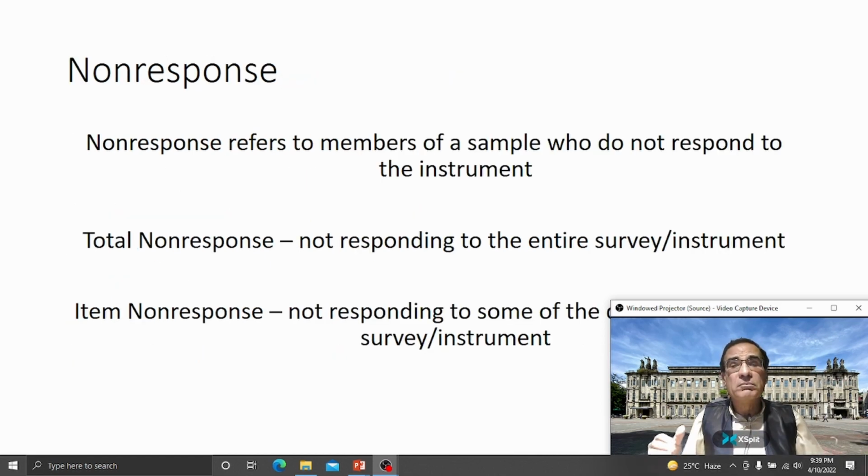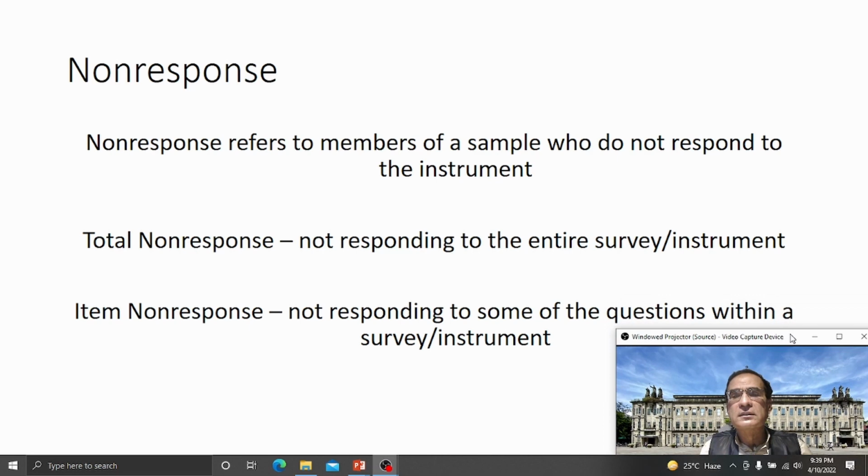Sometimes, mostly, they do not give a response. In this case, non-response refers to members of the sample who do not respond to the instrument. For example, you send the survey to 4,000 people and only 500 respond. It means 3,500 didn't respond to your survey.